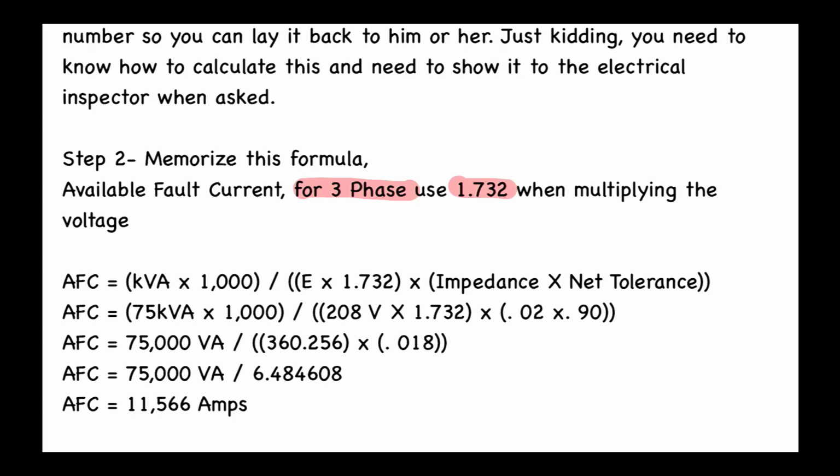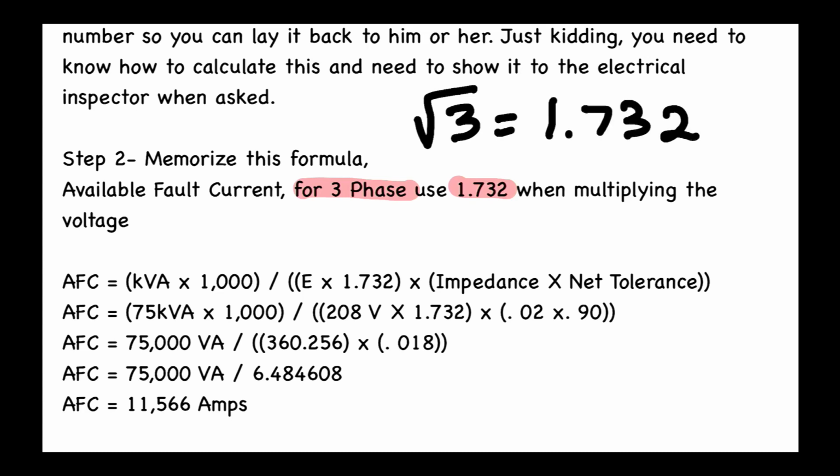Well, that's real simple. If we take the square root of 3, that's equal to 1.732, and that's where that number comes from. All right, so here's the formula. We've got AFC, which stands for available fault current, and KVA, which is from the transformer. We multiply KVA by 1,000.